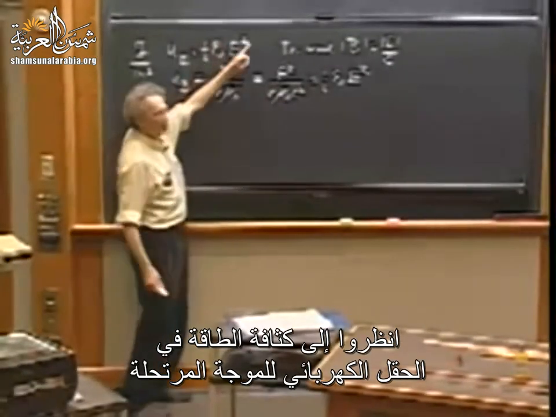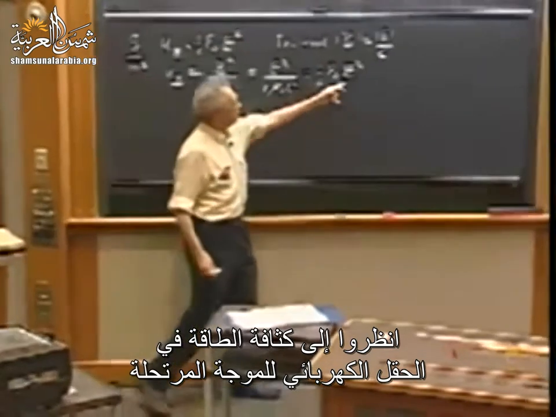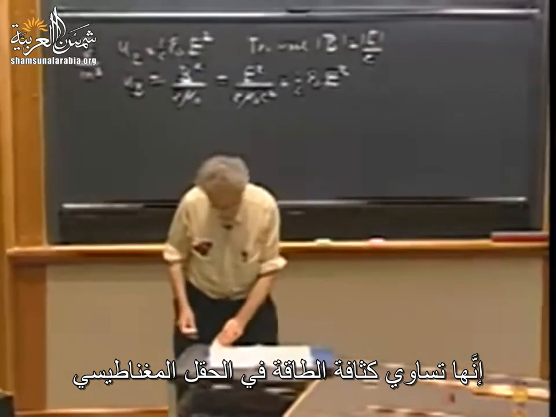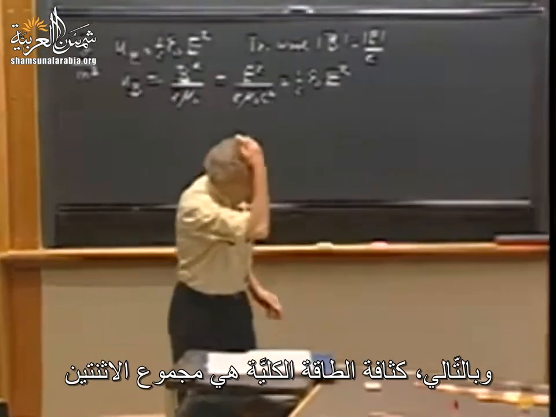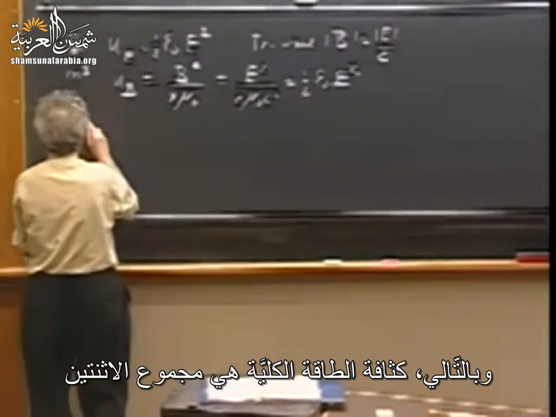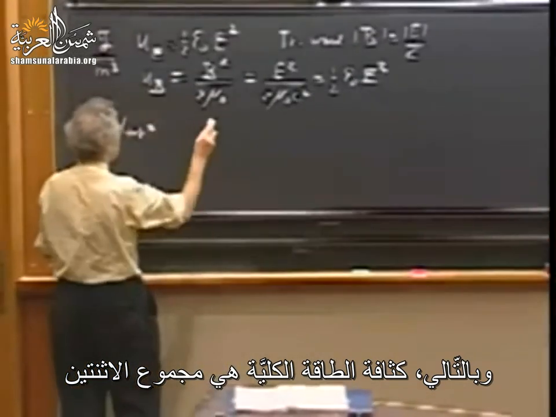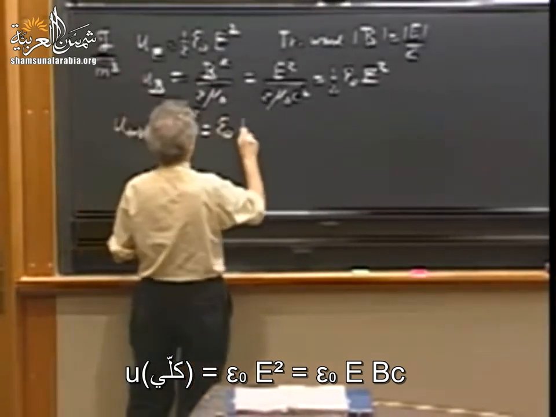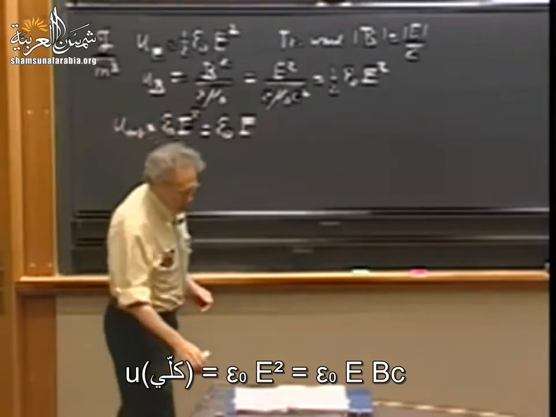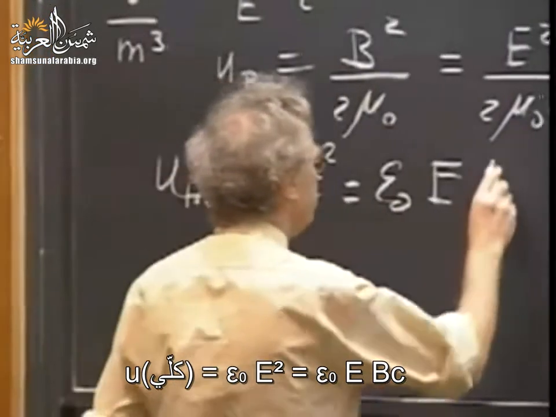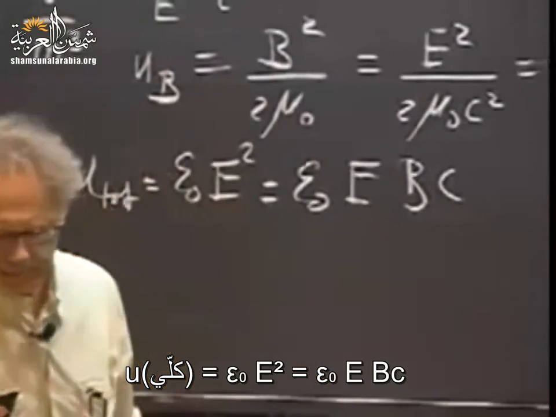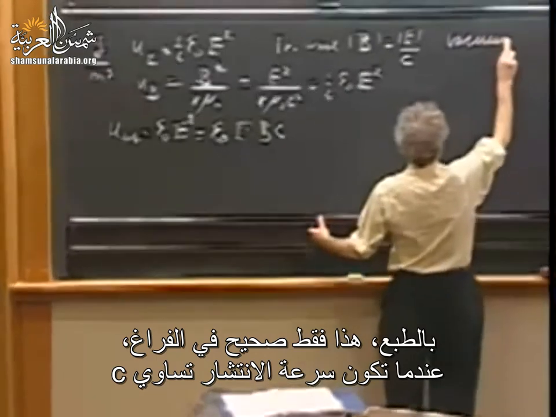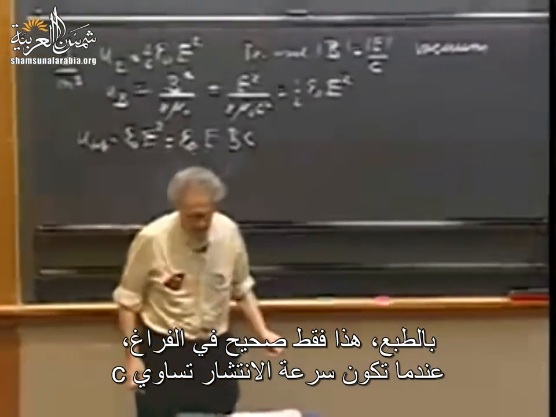And look, the energy density in the electric field of a traveling wave is exactly the same as the energy density in the magnetic field. And so the total energy density is the sum of the two, is epsilon 0 times E squared, but you can also write that as epsilon 0 times E times B c, if you prefer that. This, of course, is only true in vacuum, when the speed of propagation is c.